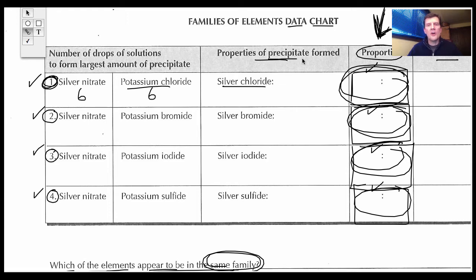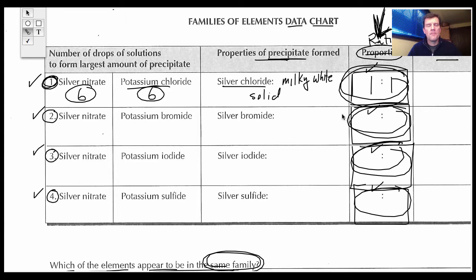What you saw, the precipitate that was formed, was a milky white precipitate. Okay, milky white solid. When you mix the two together, it became cloudy, and that was a solid that was being formed. So what is this proportion? Well, 6 drops of one and 6 drops of the other is a 1-to-1 ratio. I'd rather have ratio here instead of proportion.